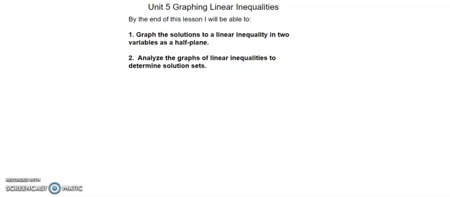Alright guys, today we're going to be talking about graphing linear inequalities. By the end of this lesson, you should be able to graph the solutions to a linear inequality in two variables as a half plane, and then analyze the graphs of linear inequalities to determine the solution sets.